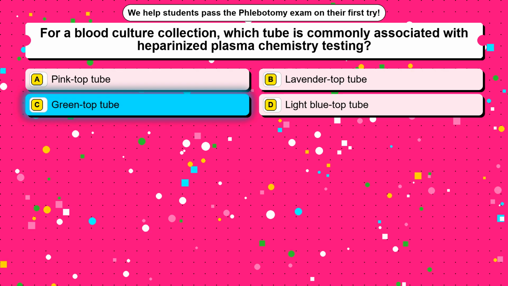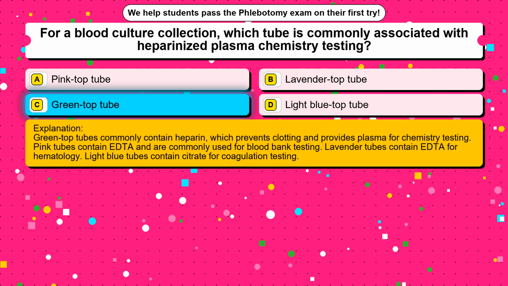The correct answer is option C, green top tube. Green top tubes commonly contain heparin, which prevents clotting and provides plasma for chemistry testing. Pink tubes contain EDTA and are commonly used for blood bank testing. Lavender tubes contain EDTA for hematology. Light blue tubes contain citrate for coagulation testing.